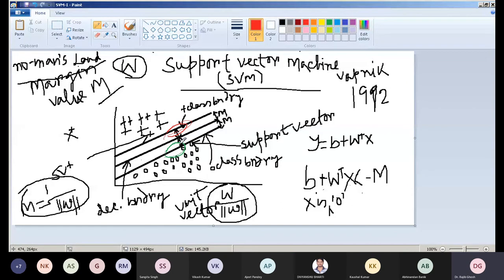Another capital M from the decision boundary to the opposing support vector. Opposing support vector means opposite class support vector. Here the opposite class means my circle class. One is the plus class, and its opposite class is the circle class. On one side all the plus class samples are coming, and on the opposite side of the decision boundary all the circle class samples are coming. That's why the opposing support vector means actually the circle class support vector.